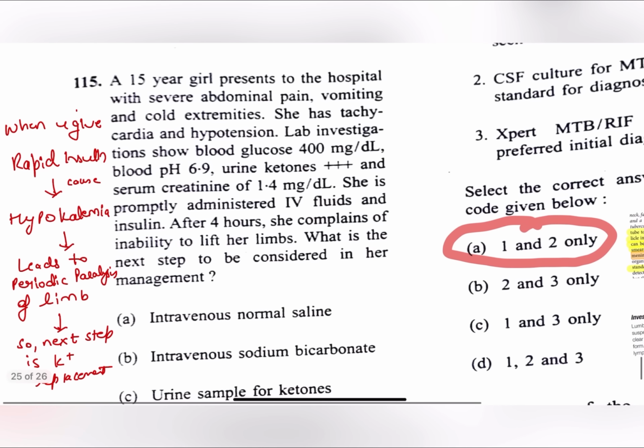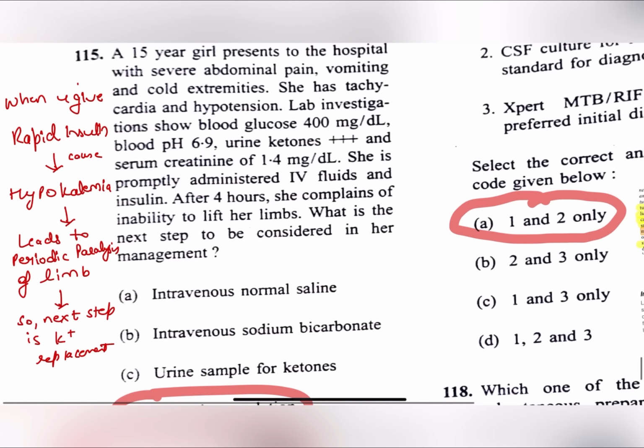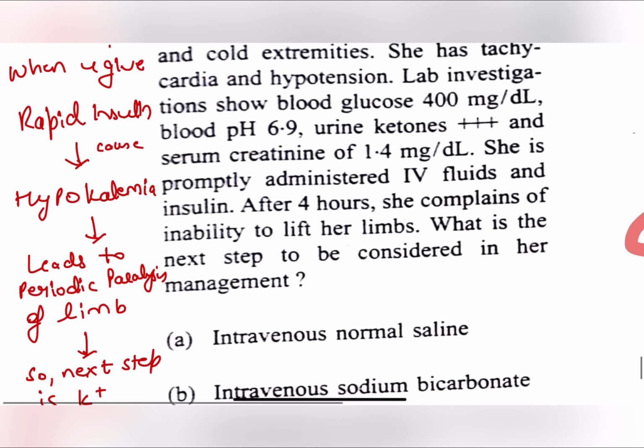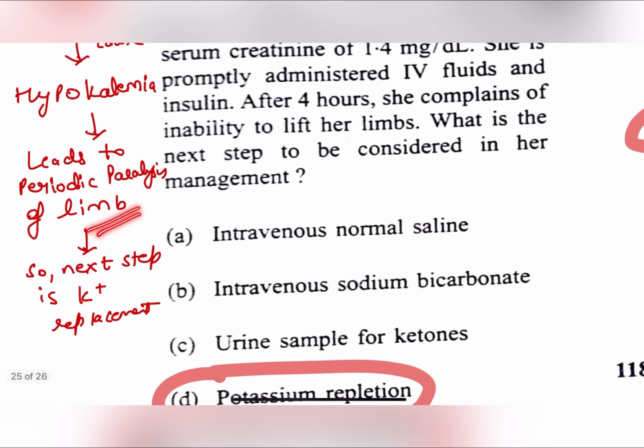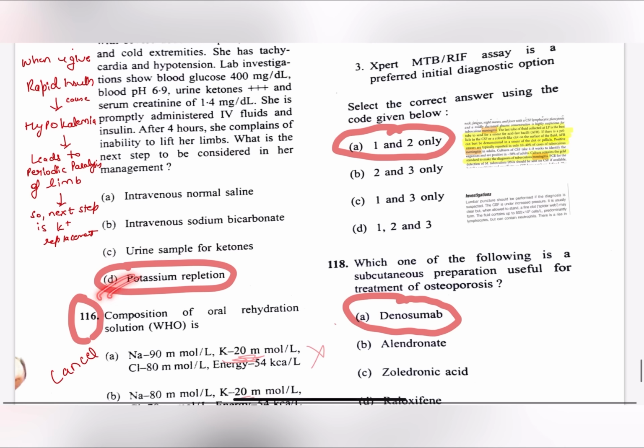Next question they are saying is, a 15-year-old girl presents to the hospital. Basically they are talking about diabetic ketoacidosis because she has blood glucose 400, ketones 3+, acidosis on blood pH, creatinine 1.4, and she is given IV fluid and insulin, but after 4 hours she complains of inability to lift her limb. Now what is the next step to be considered in her management? When you give rapid insulin, it causes hypokalemia. Hypokalemia leads to periodic paralysis of limb. So the next step is potassium replacement in this case. So the answer is potassium repletion.